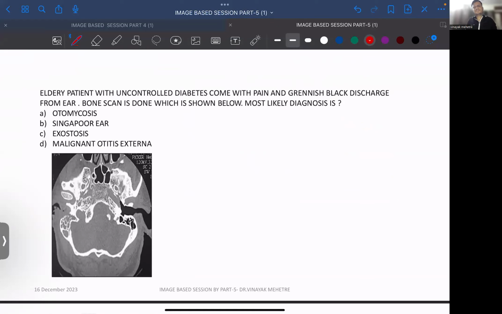Try to answer this question. An elderly patient with uncontrolled diabetes came with pain and greenish black discharge.